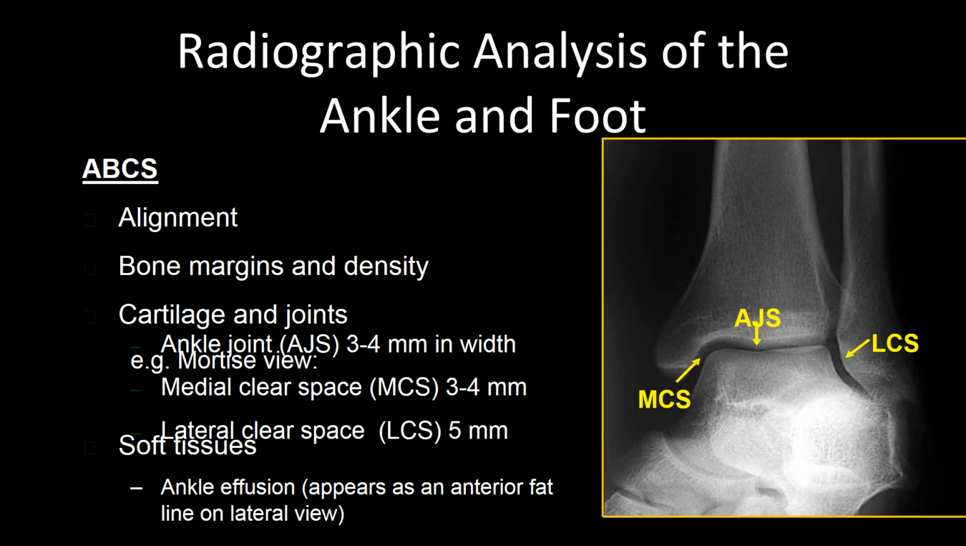Obviously, if we have anything over those amounts, then we're going to start thinking about things like maybe a high ankle sprain, maybe an anterior talofibular ligament disruption, or some other obvious abnormalities that can happen. But to give you a sense of what is normal, that's what the normals are going to look like.